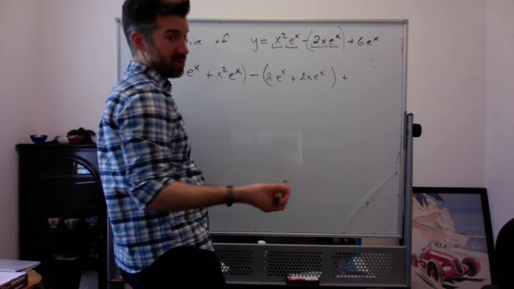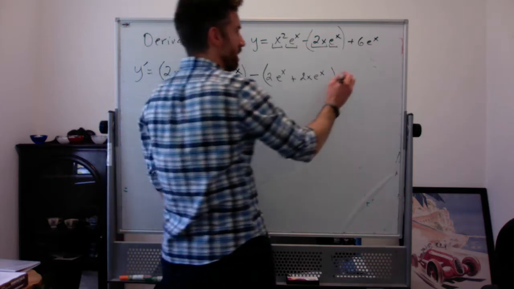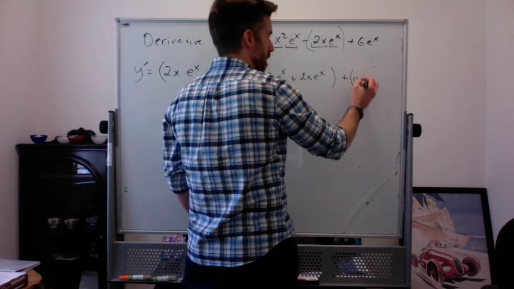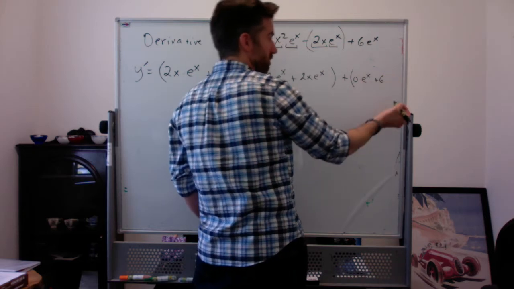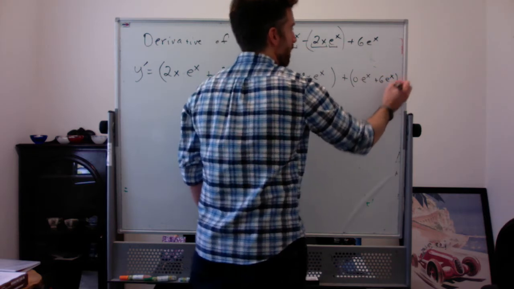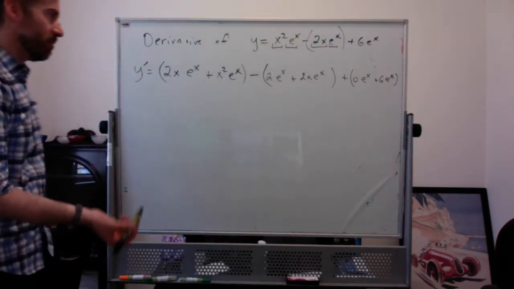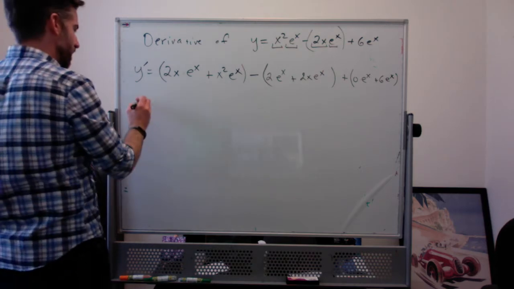The derivative of 6 e to the x is just 6 e to the x. You could also say it's the derivative of 6, which is 0 times e to the x, plus 6 times the derivative of e to the x, which is e to the x. And then I'm imagining this is probably going to simplify somewhat nicely. So let's check it out.